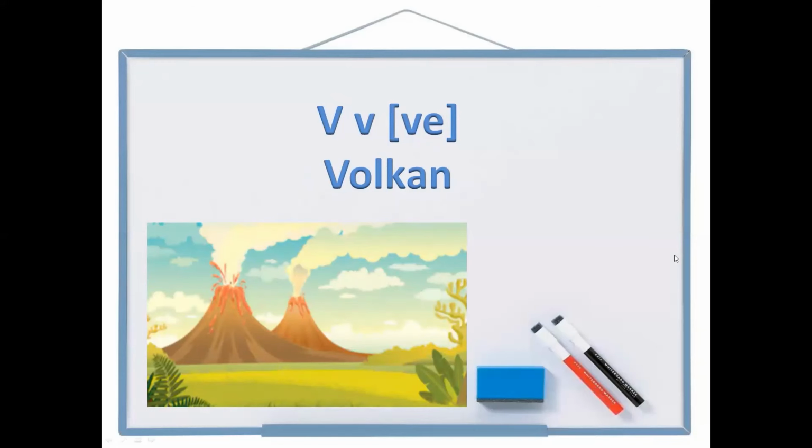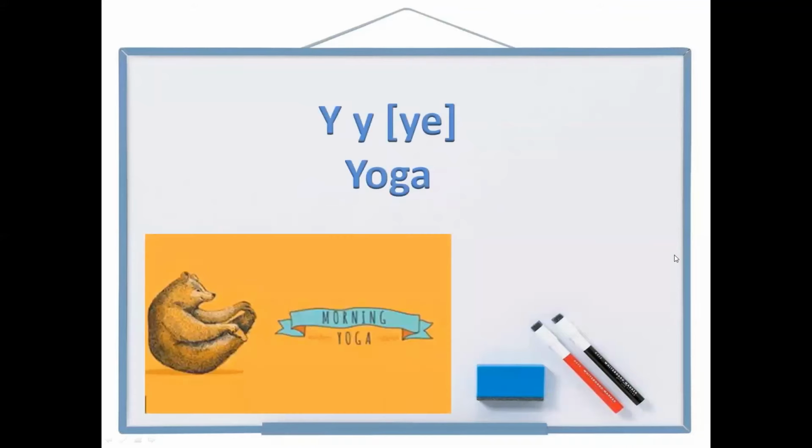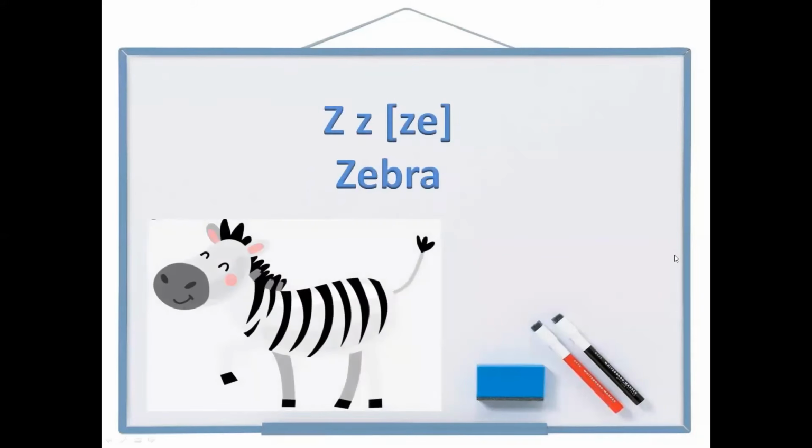And the next one is V. Volkan. V. Volkan. And the next one is Y. Yoga. Y. Yoga. And the last one is Z. Zebra. Z. Zebra.